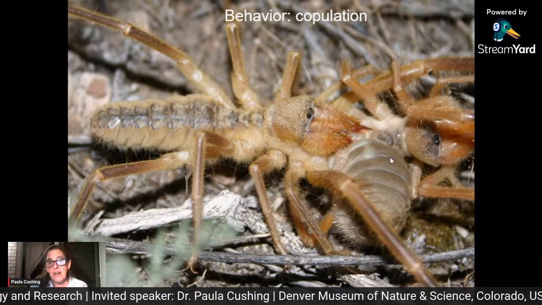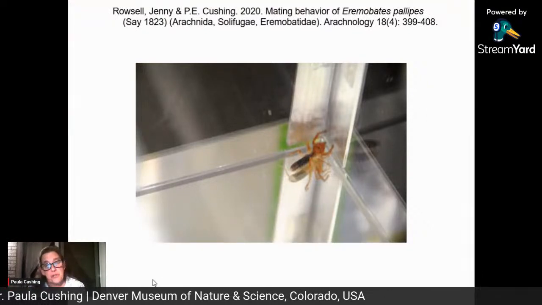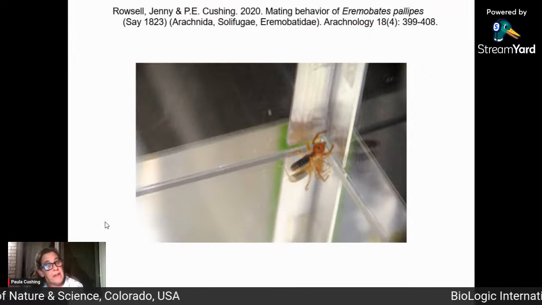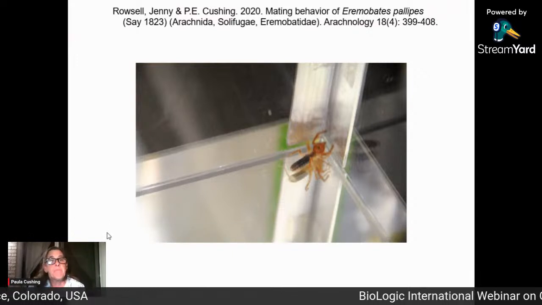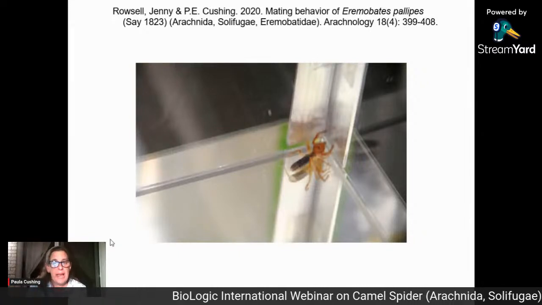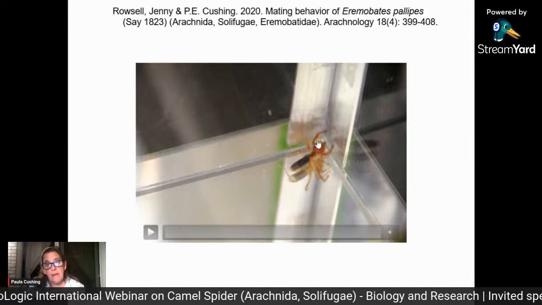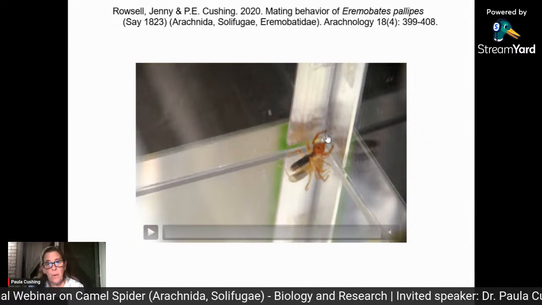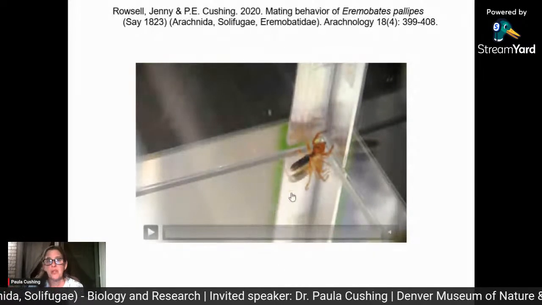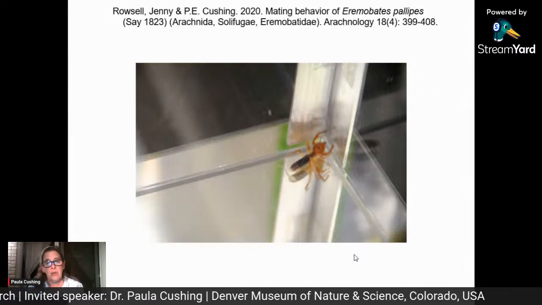In order to understand what's going on, I'll show you a video by another former student of mine, Jen Rousell. For her master's degree, she did a mating study of Solifugids, and she gave us this really wonderful mating video. This is a female that you see here in the video. She is in a terrarium with a mirror on the bottom, so Jen was able to see what was going on underneath the Solifugae.